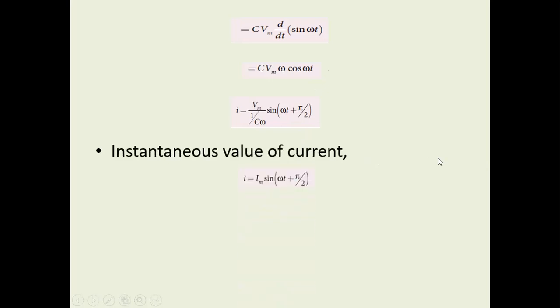So the instantaneous value of current I is equal to Im sin omega t plus pi by 2, where Im is equal to Vm by 1 by C omega, and Im is called the peak value of the alternating current.